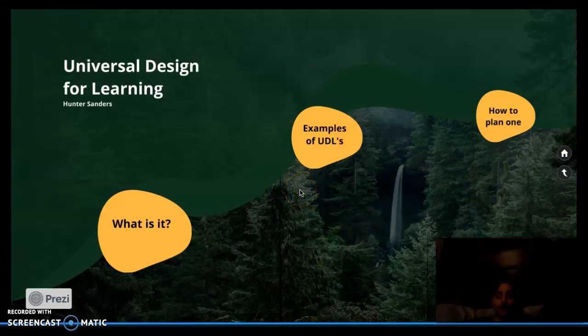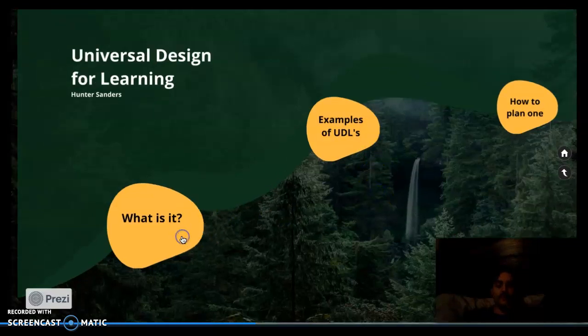Universal Design for Learning by Hunter Sanders. What is it?